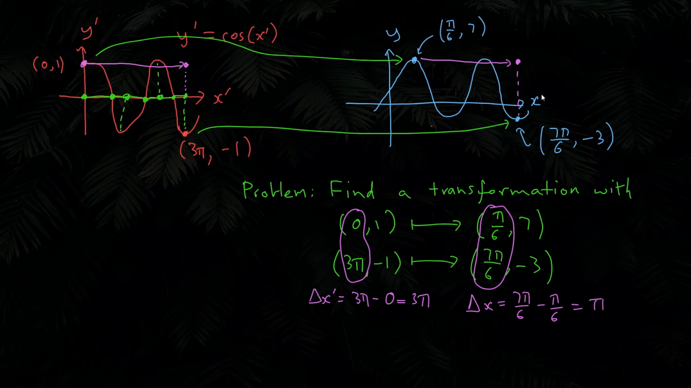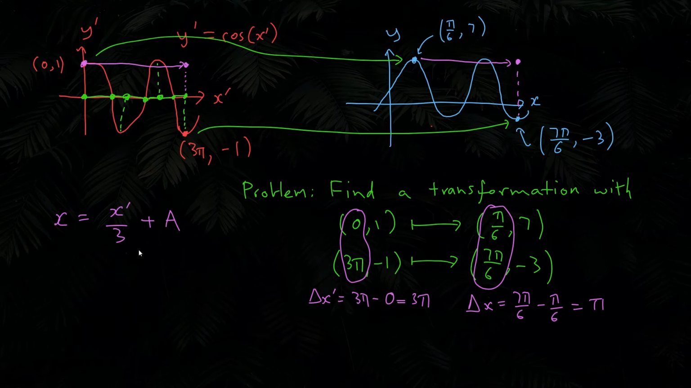And so what that tells us is that this variable x has to be a contracted version of x dash, so we can write x equals x dash over 3, and there'll also potentially be a translation in the x direction, so we'll just put a capital A here to account for that.